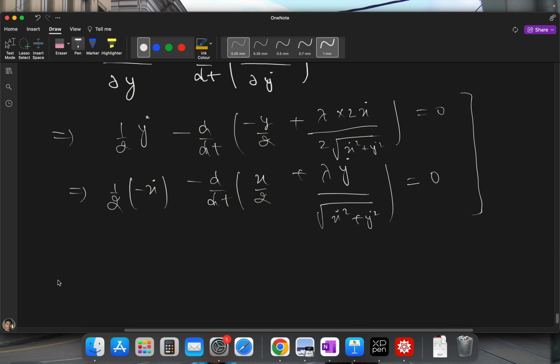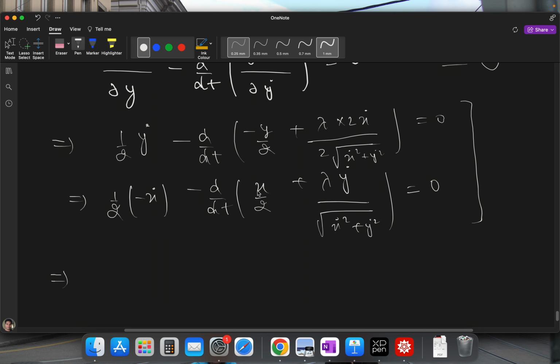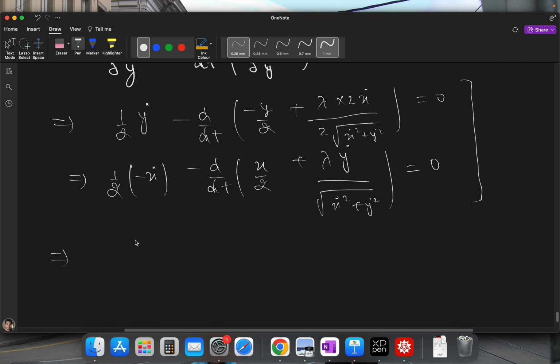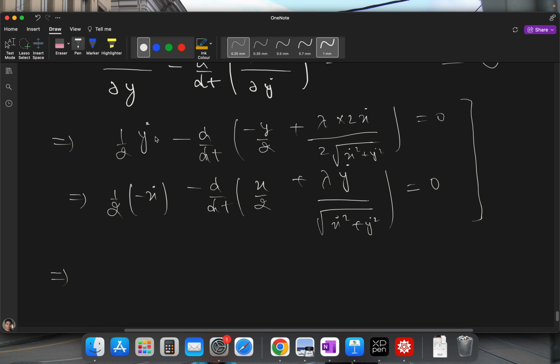Tell me. We will integrate. Yeah, so no, here you cannot integrate. Here you have to eliminate this lambda. Okay, so first simplify it. Sir, can't we integrate y dot?